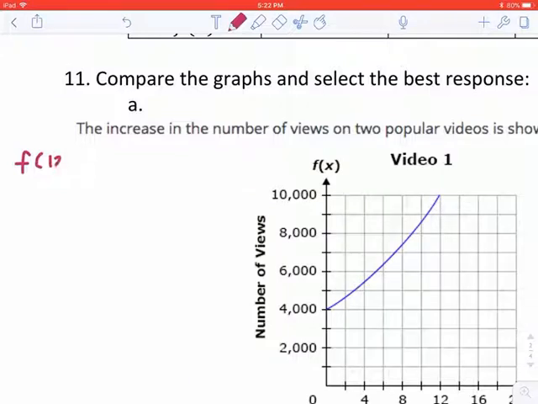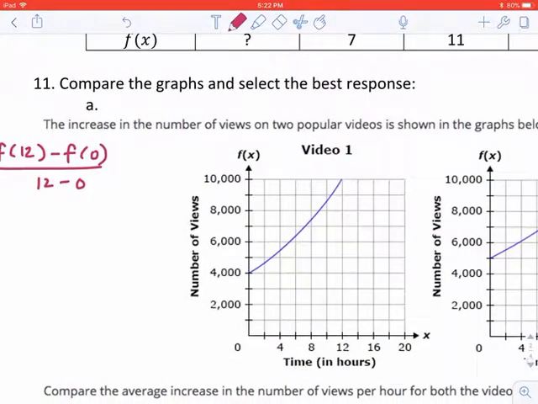F of 12 minus f of 0 all over 12 minus 0. The denominator is nice because if you subtract 0 from 12, you're going to get 12 still. But let's figure out what f of 12 and f of 0 will be. It's kind of like our third example from number 9. This time I'm going to have to look at 0 and 12.